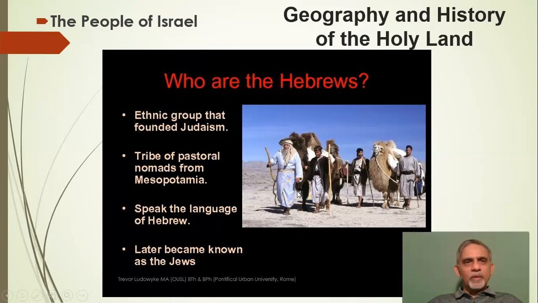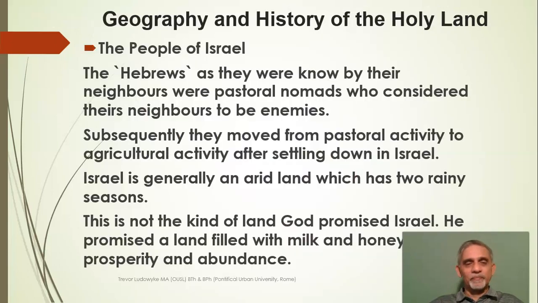Right. Let's talk about the people of Israel. Who are the Hebrews? The Israelites were originally called Hebrews. They were an ethnic group that founded Judaism, a tribe of pastoral nomads from Mesopotamia, and they spoke the language of Hebrew. Later they became known as Jews or Israelites. Okay, we call them Israelites. They became the Jews. The Jewish religion comes from that, and is practiced by the Jews.